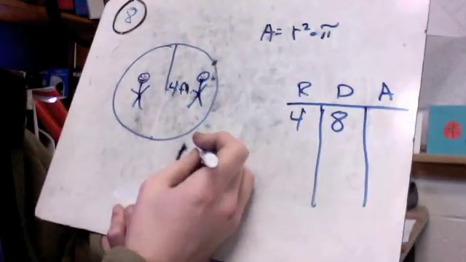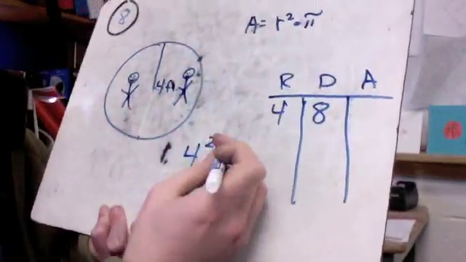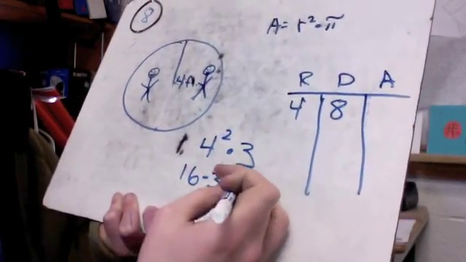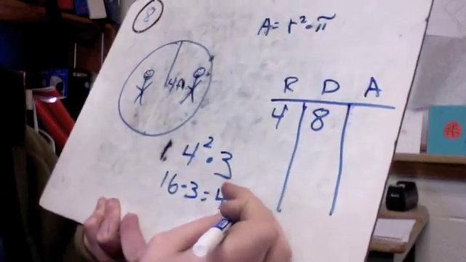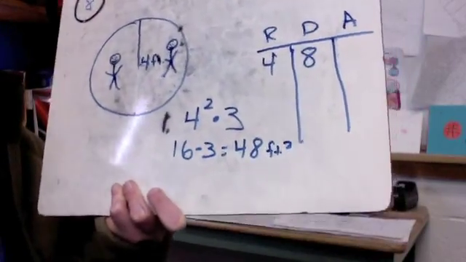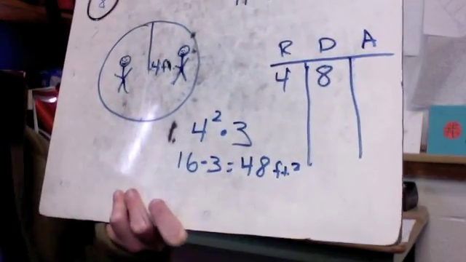So radius to the second power is going to be 4 to the second power times pi, which is 3. 4 times 4 is 16. 16 times 3 is going to be 48. So the sandbox, 48 square feet. So 48 of those squares in the back that say square feet is how much space that sandbox takes up.